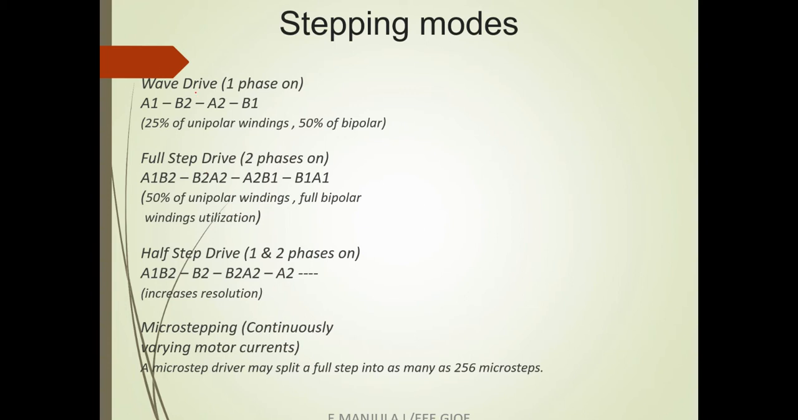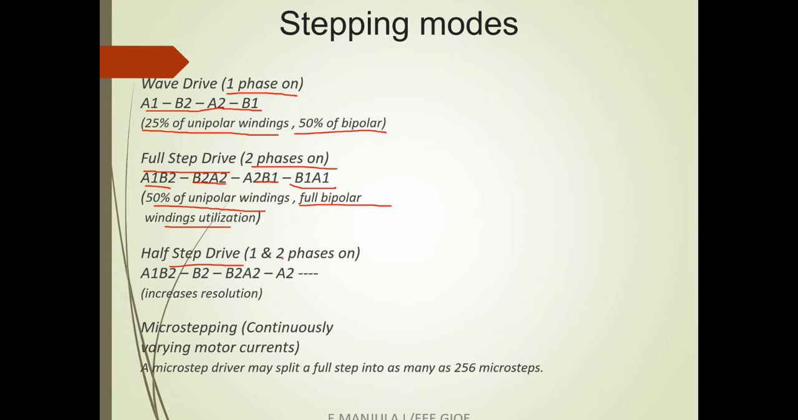So wave drive is on a single phase: A1, B2 and A2, B1. This is 25 percent of unipolar and 50 percent of bipolar. And full step drive is two phases on: A1, B2, B2, A2, A2, A1. This is 50 percent unipolar winding and full bipolar.